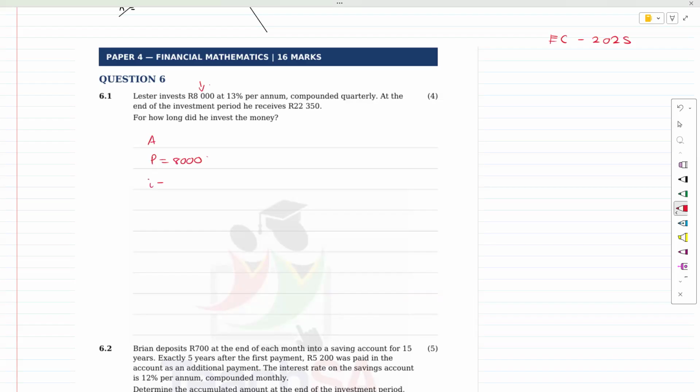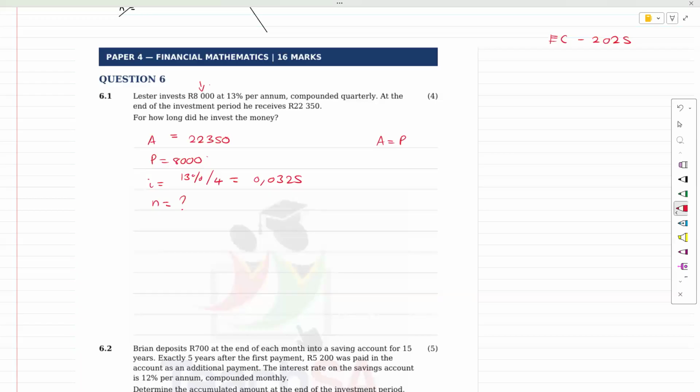13% per annum, compounded quarterly. Let's just deal with that quickly. That's 13% divided by 4, 13 over 400. I get a nice number. That's an okay number, 0.0325. N is unknown. And the amount he receives after this is 22,350.